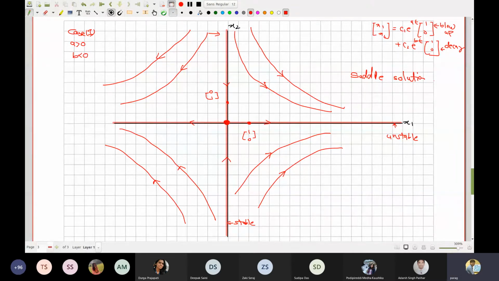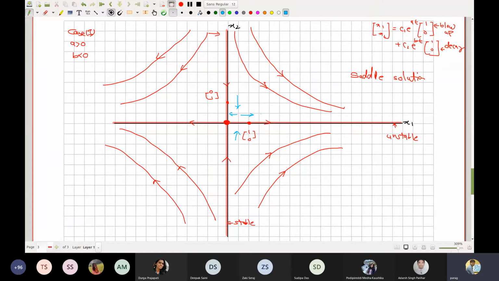Why is this solution called a saddle solution? Because you see here, in one direction you come towards the solution and in the other direction you go away from the solution. So this is how typically a saddle looks like. Along one axis you go down, along the other axis you go up. That is the typical nature of a saddle, and therefore the solution is called the saddle solution.